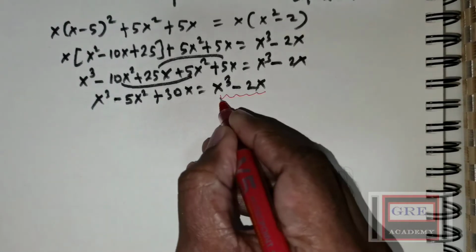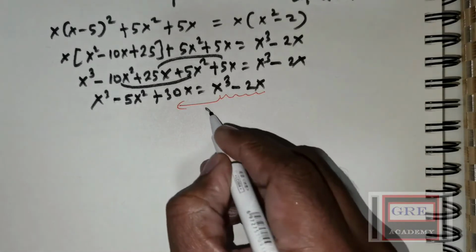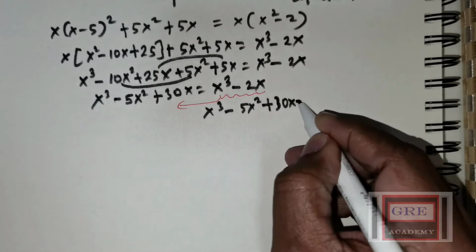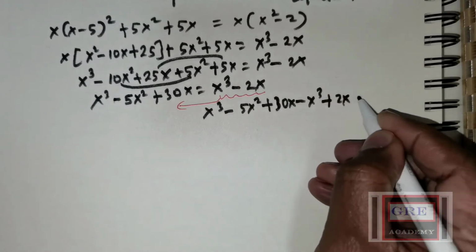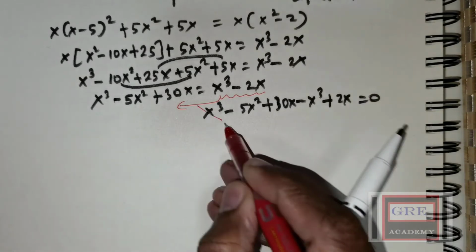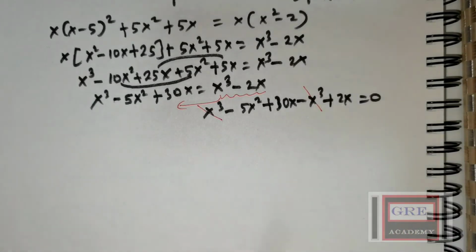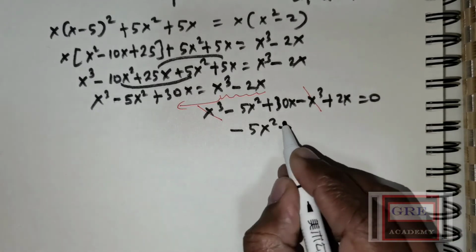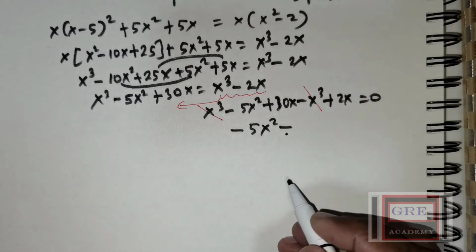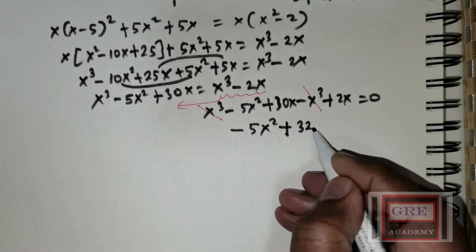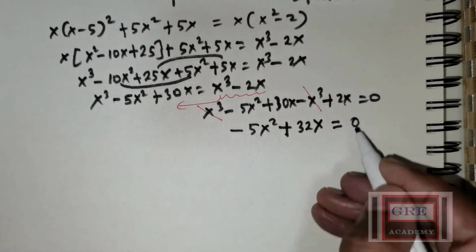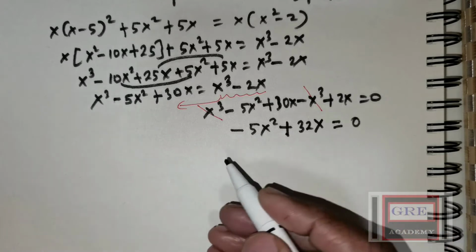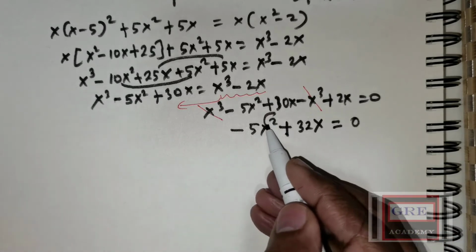I would be bringing all these terms to the left. When I do that, I would get x³ − 5x² + 30x − x³ + 2x = 0. Now, x³ positive will be cancelled with the negative x³. So that would mean I now have −5x², and 30x added with 2x would be giving me 32x, equal to 0. Now, you don't need to change any signs unless they are asking anything specific. But what you need to do is to make this observation.